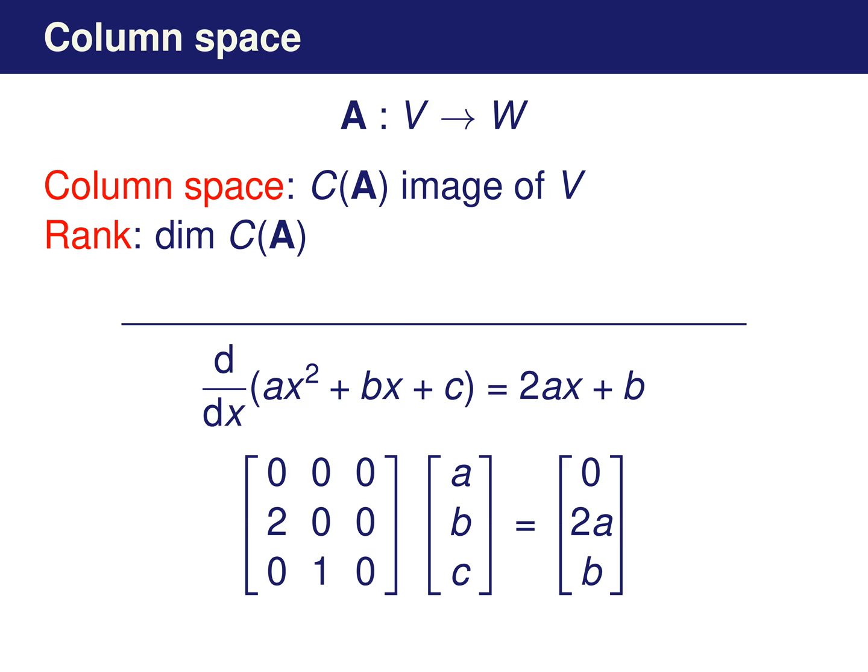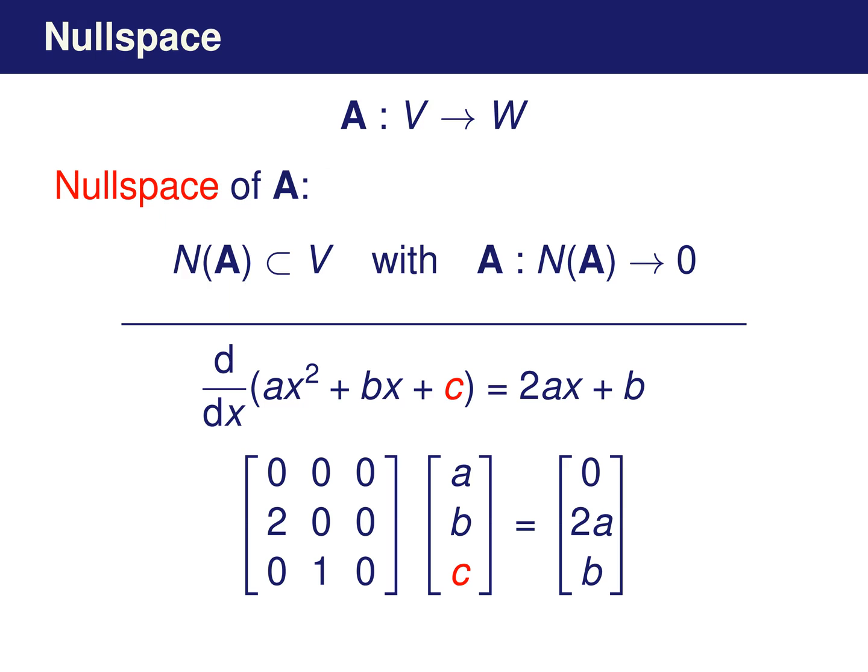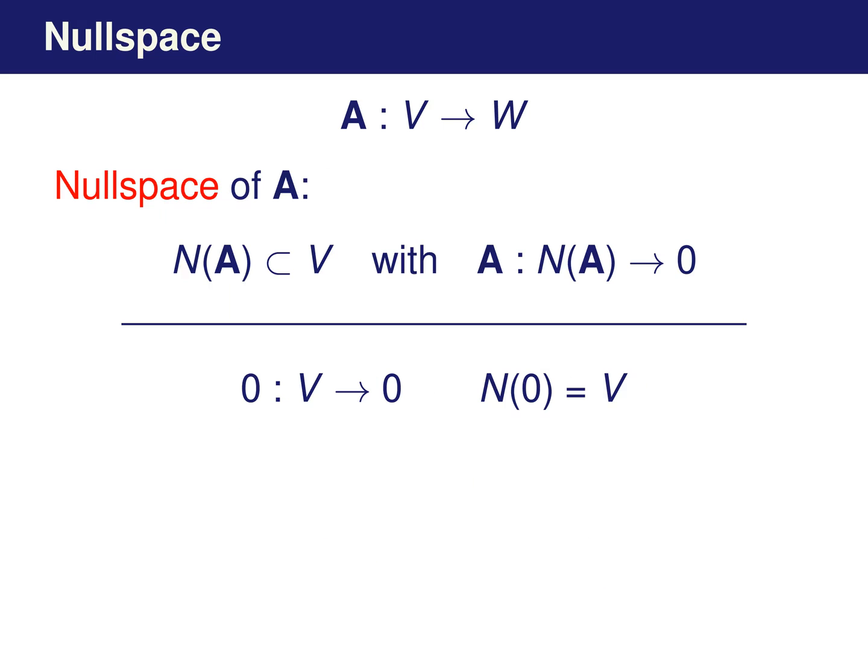It is all sent to 0. The derivative operator sets all constant terms to 0. We lose that information, and can't get it back again uniquely. The vectors that are mapped by A to the 0 vector form a subspace of V called the null space or kernel of A. Trivially, if A is the 0 operator which maps everything to 0, then the null space of the 0 operator is all of V. If A is the identity operator, then the null space is only the 0 vector itself.